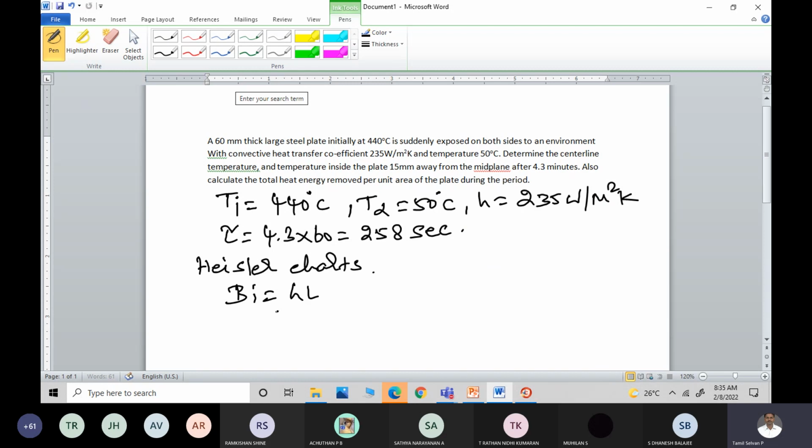Biot number is equal to hL by k, and L is equal to thickness divided by 2. Am I correct? So 30 mm, 60 by 2. Some of you may ask why sir has put directly 30 mm on that day. Because the mentality of the people is you will be studying everything at the last minute. So 60 by 2, 0.03, sorry, 0.03 meters. Am I correct? Yes, sir. Okay, so hL by k. What is the thermal conductivity of steel?